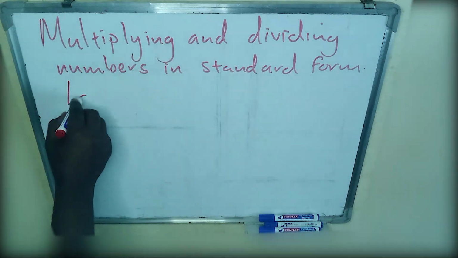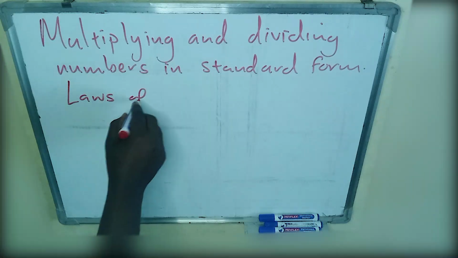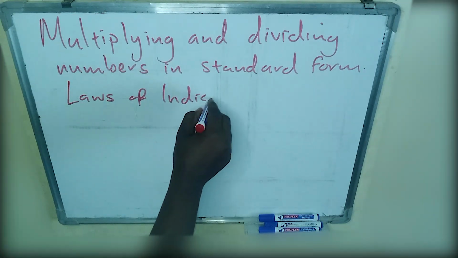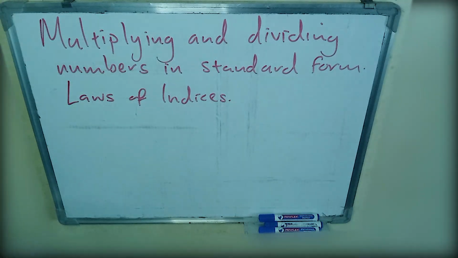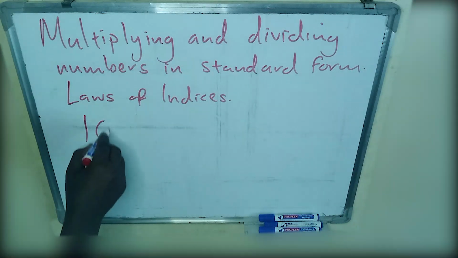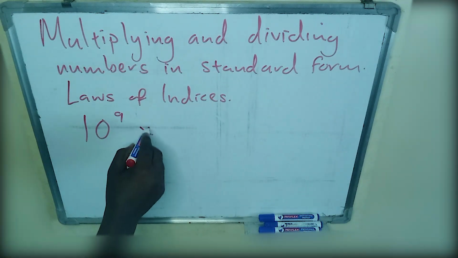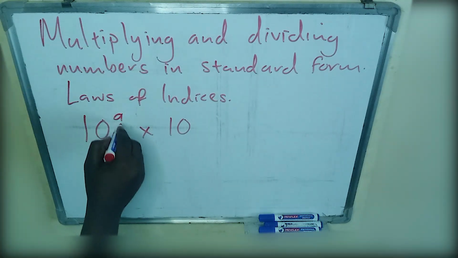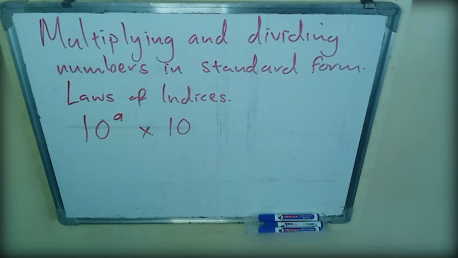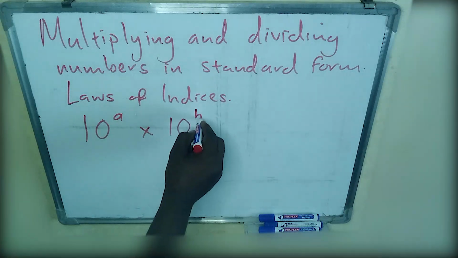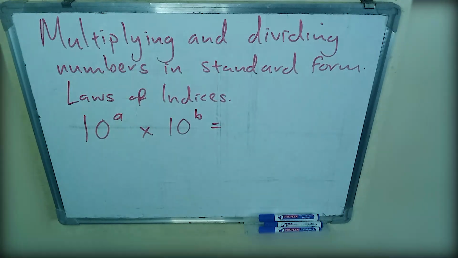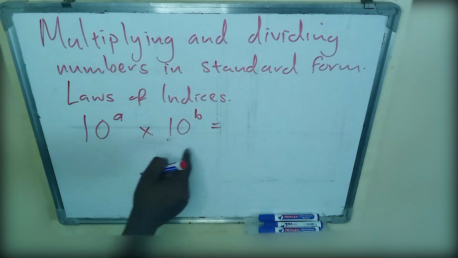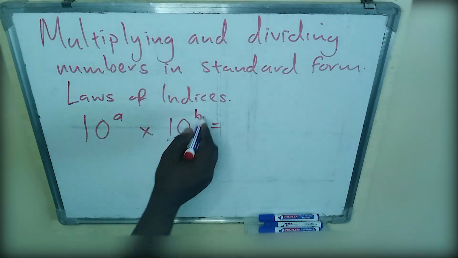Right. So the laws of indices. We have, for example, 10 to the power of a times 10 to the power of b, where a represents any exponent number and b represents any exponent number. So what you need to do is take the common base. The bases are common, 10 and 10. Then the exponents are different.